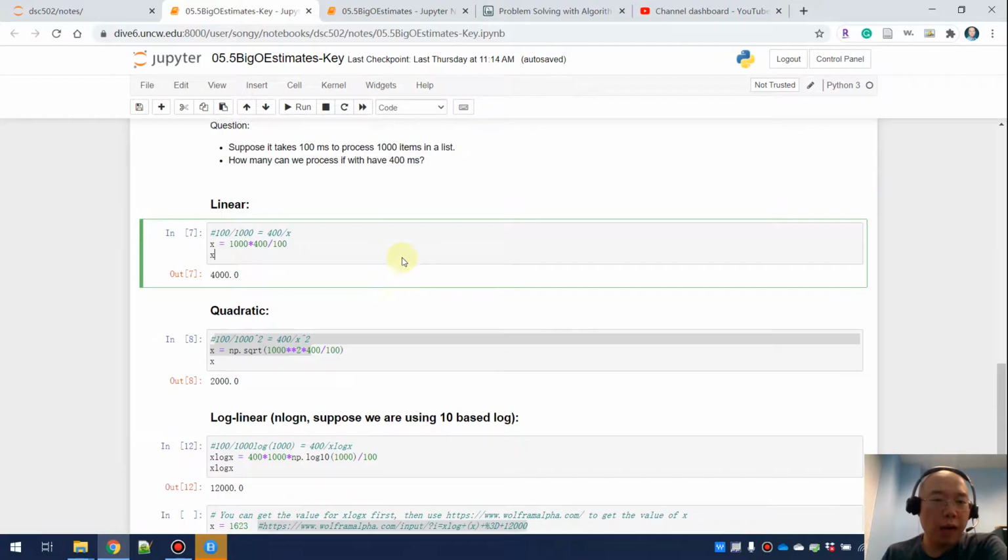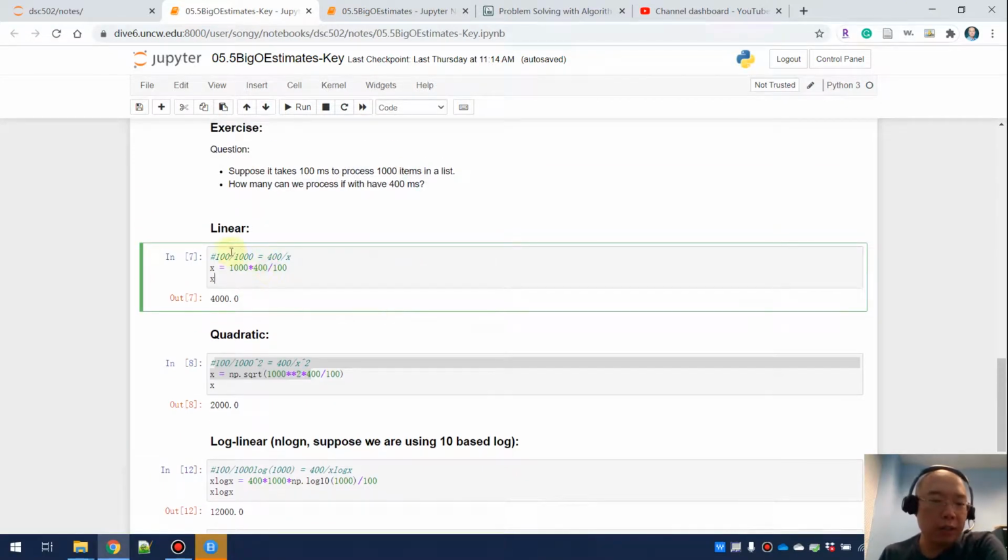Okay, so I will show you what I did. With 100 milliseconds, we can do 1000 primitive steps if it is a linear algorithm. If we have 400 milliseconds, how many primitive steps are we able to do? We are able to do 4000 primitive steps, and that also means 4000 items. So that is for a linear algorithm.